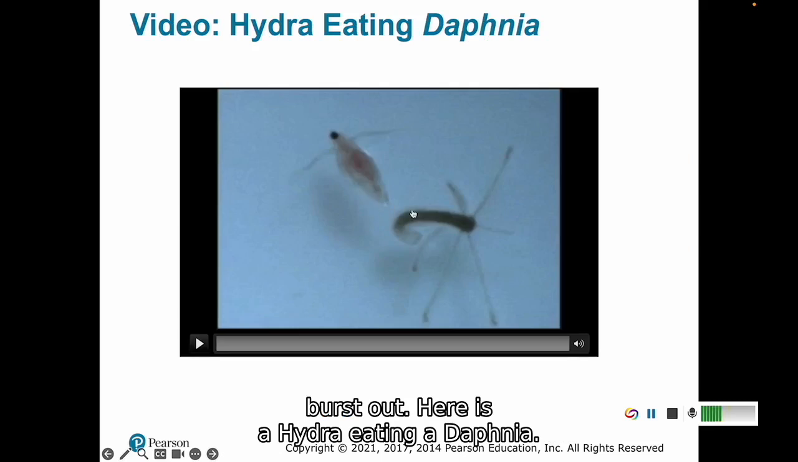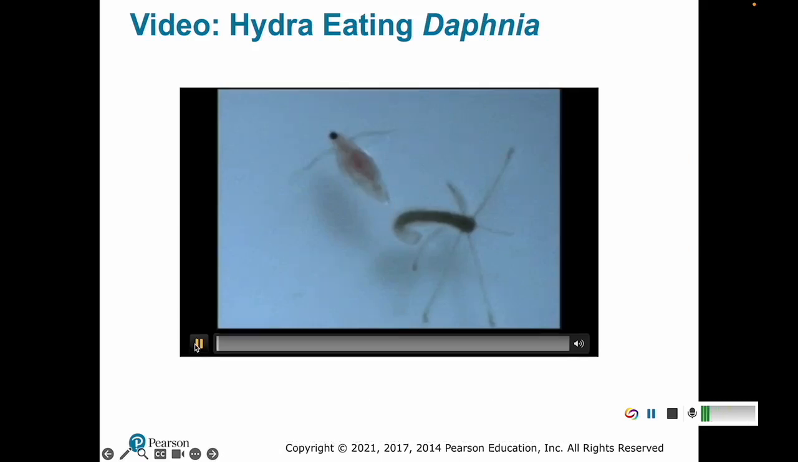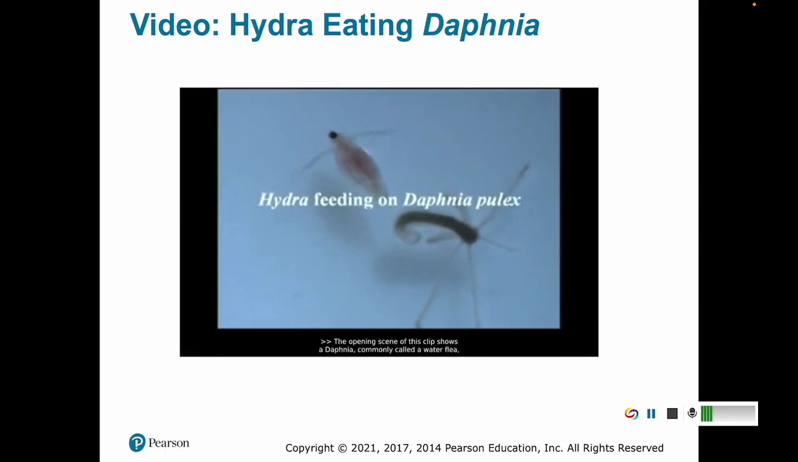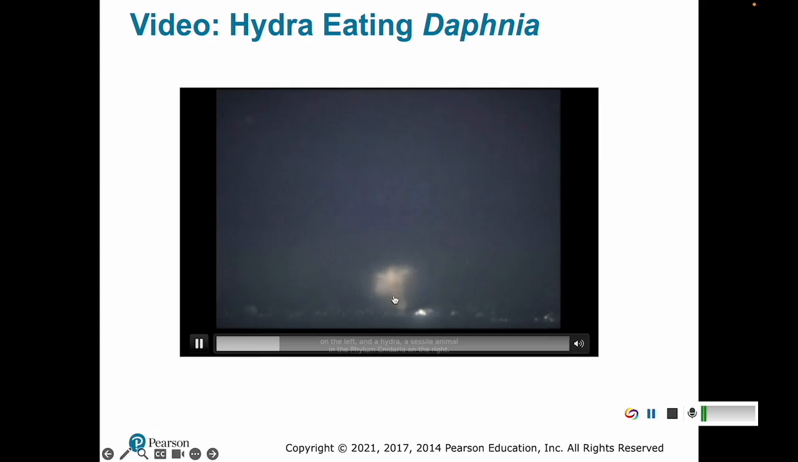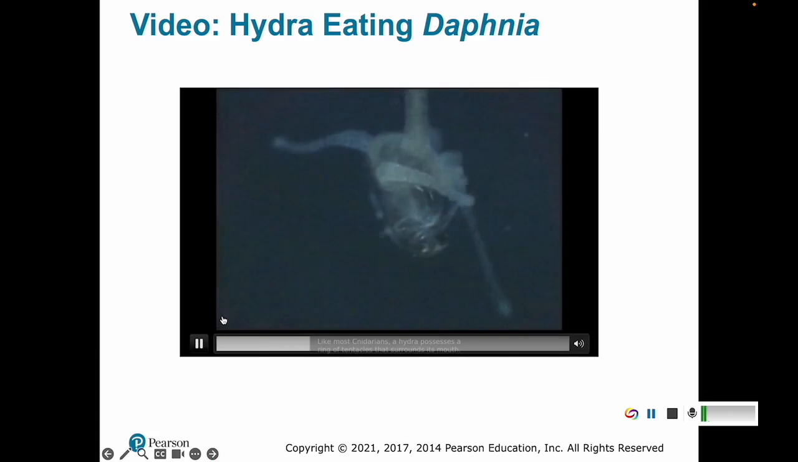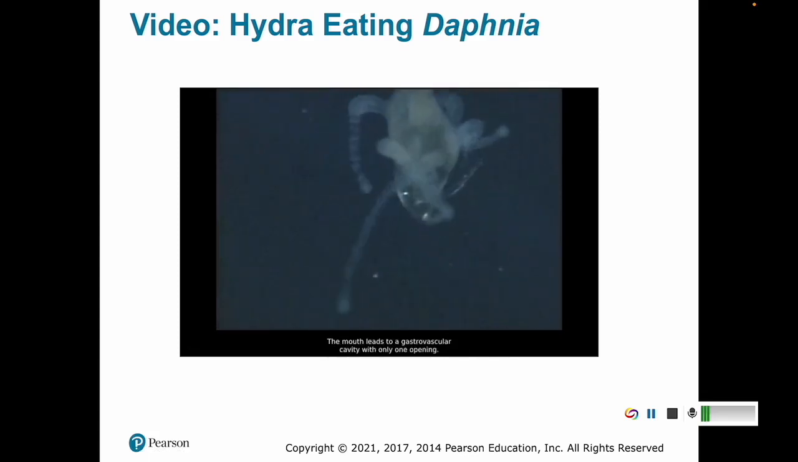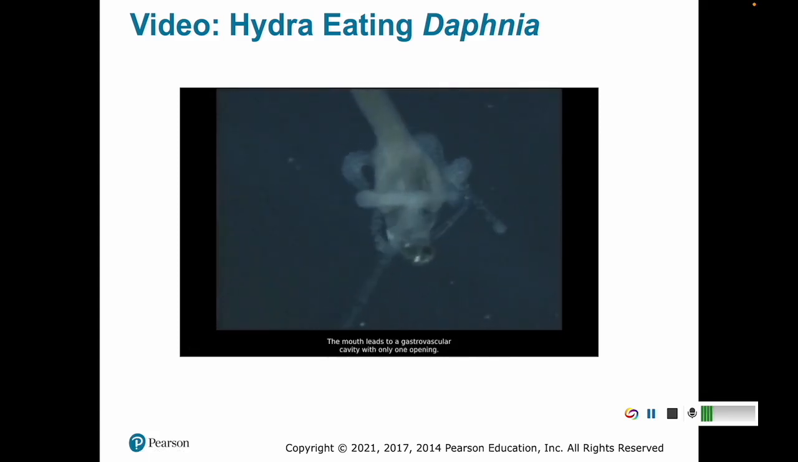Here is a hydra eating a daphnia. The opening scene of this clip shows a daphnia, commonly called a water flea, on the left, and a hydra, a sessile animal in the phylum Cnidaria, on the right. This is the hydra right here. Like most cnidarians, a hydra possesses a ring of tentacles that surrounds its mouth. The mouth leads to a gastrovascular cavity with only one opening.